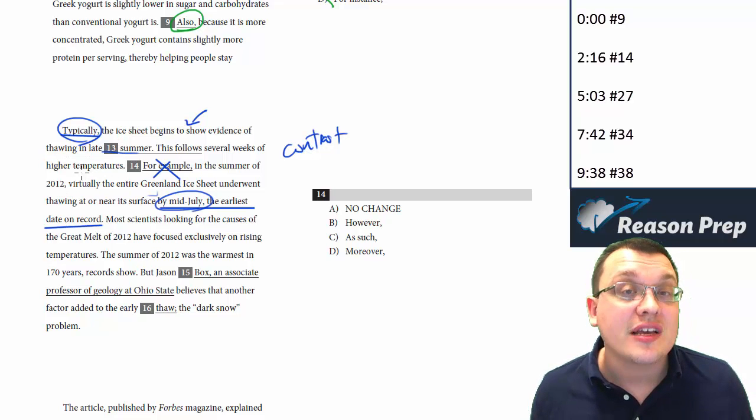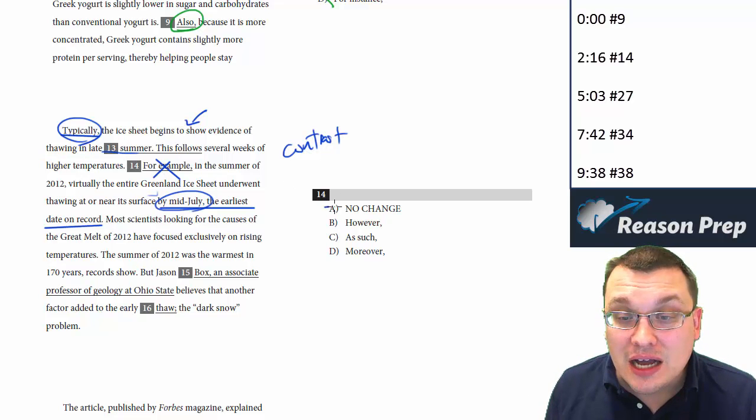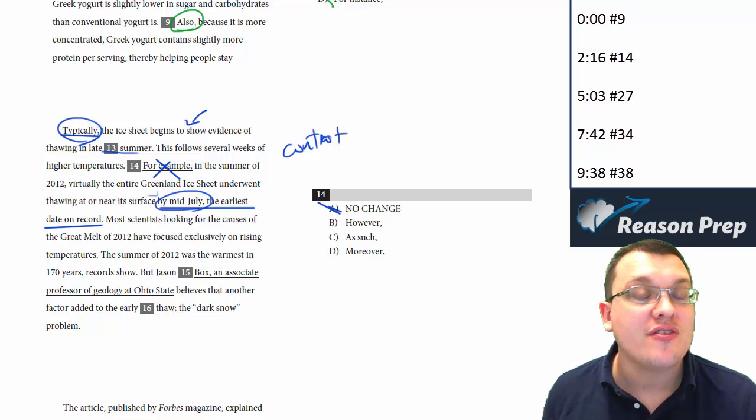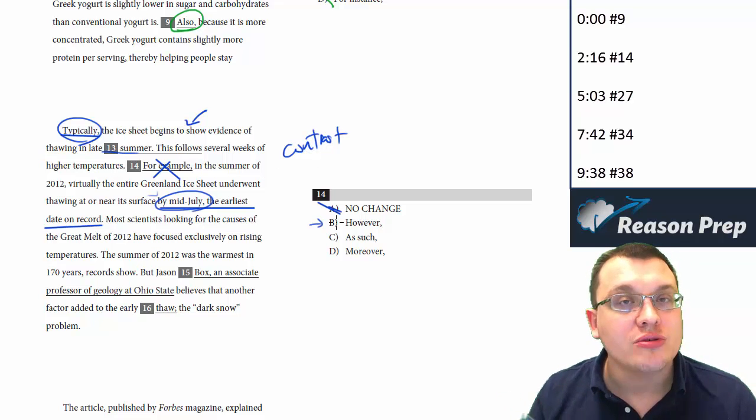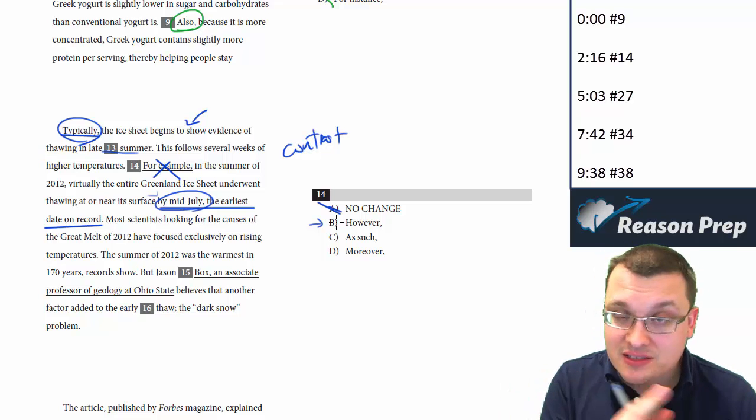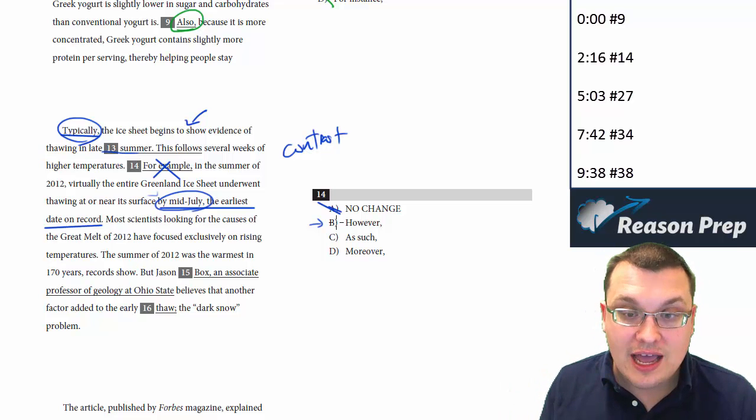It's something that wasn't expected. So for example is not good, because this is not an example of the typical trend. It's a different example of a different trend. However looks good. It's like the word but. It shows contrast, right? However, despite this typical trend, this weird thing happened.